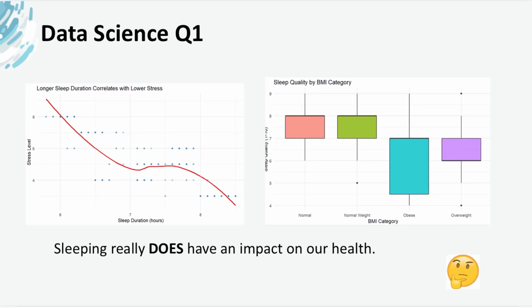For the first question, demonstrating the significance of sleep with data science, I created two plots here. The first one shows that longer sleep duration correlates with lower stress, and the second one is a box plot showing the sleep quality by BMI category. This can show that sleeping relates to both our mental health and physical health, as longer sleep relates to lower stress levels and poor sleep quality may relate to obesity. So these graphs using data science can convincingly show that sleeping really does have an impact on our health.